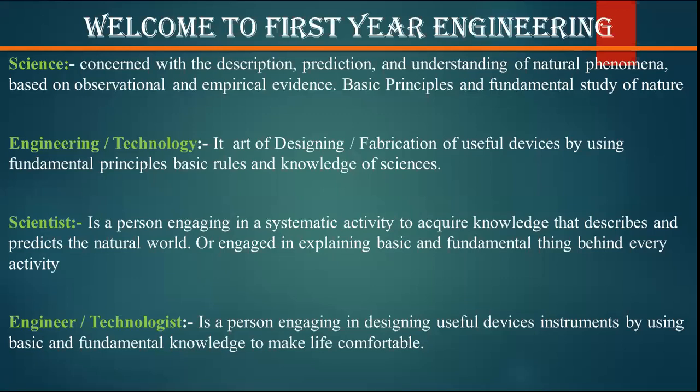At the end, what is the main target of human beings? Human beings need comfort. That comfort is provided by engineers, whether a chemical engineer, a civil engineer, or a mechanical engineer. The person who provides comfort for human beings is known as an engineer. This is the simple idea about what science, engineering, a scientist, and an engineer are.